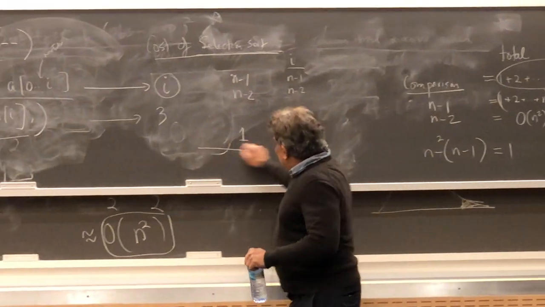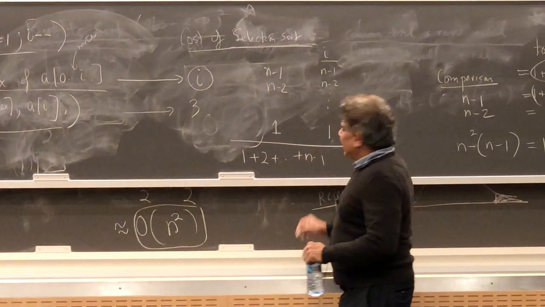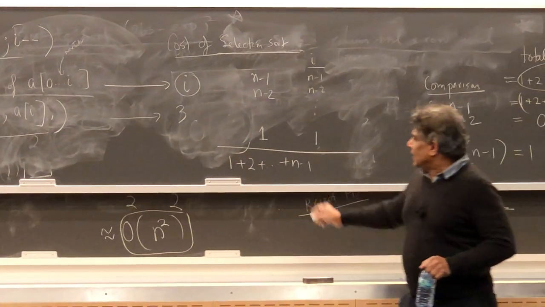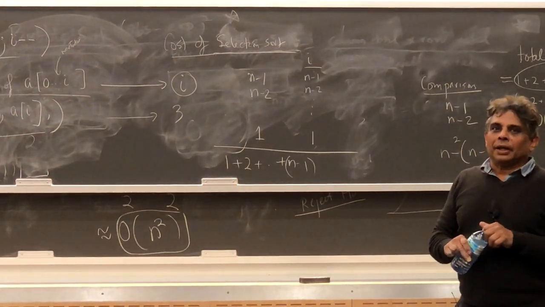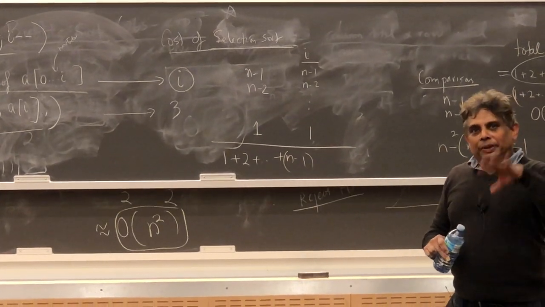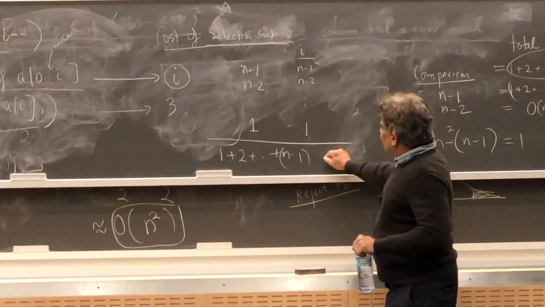So again, the total operations is this, for the selection. And the total is, each round it does something and then goes through that. Now we already know the big O of this one.